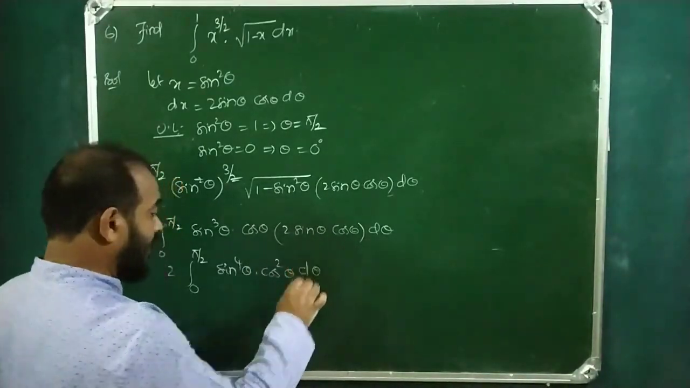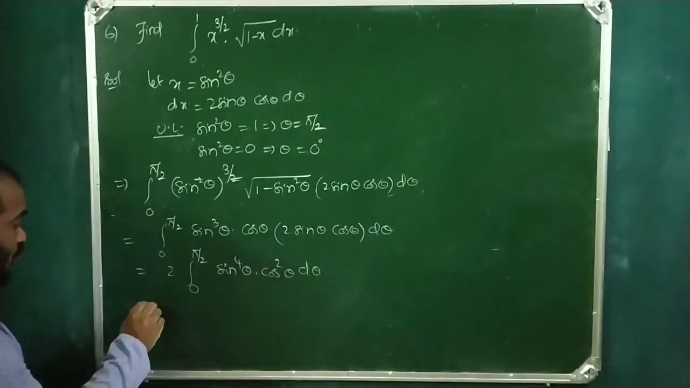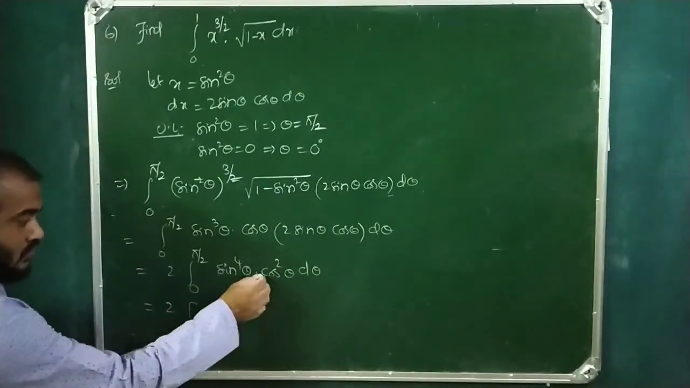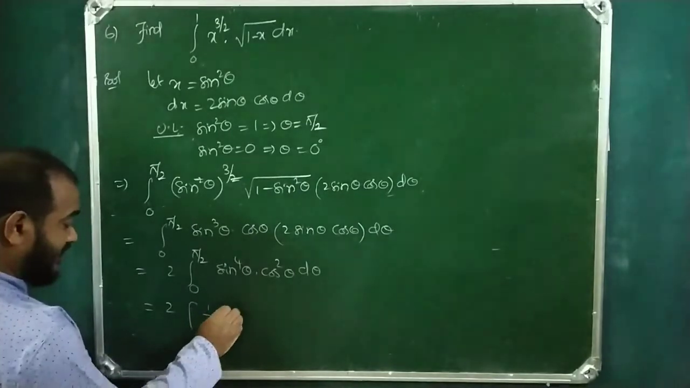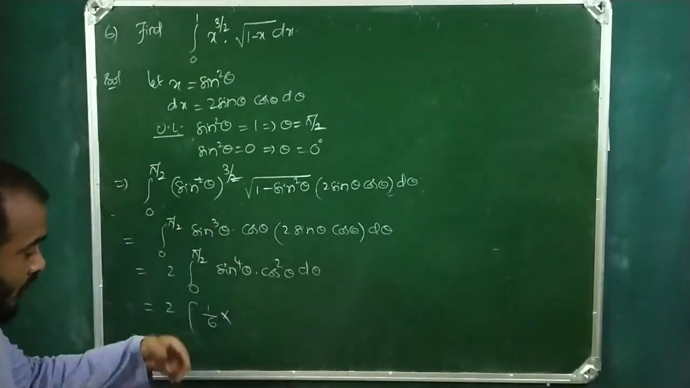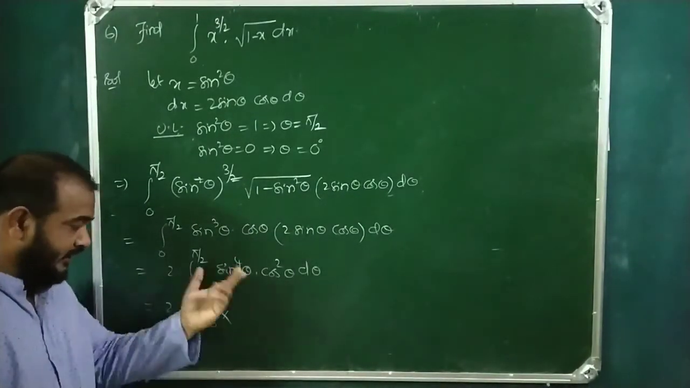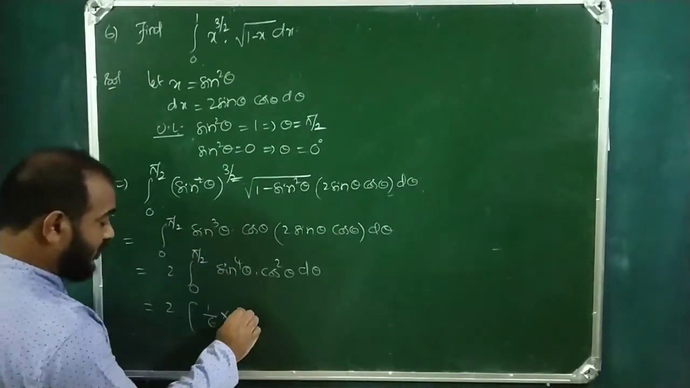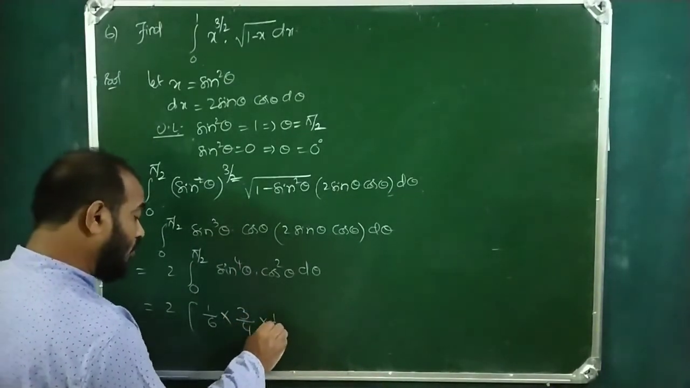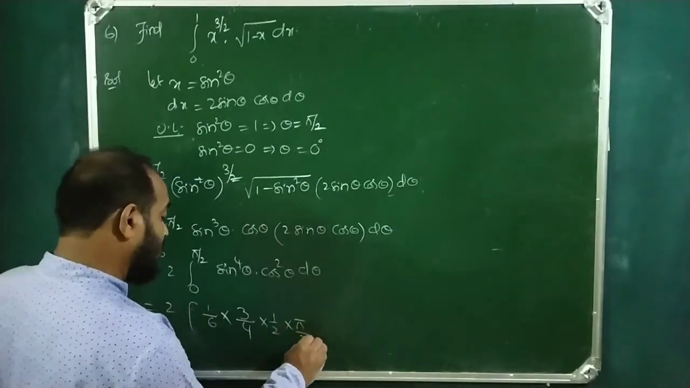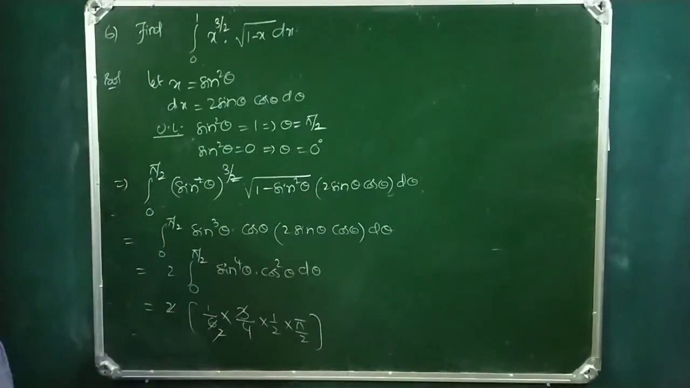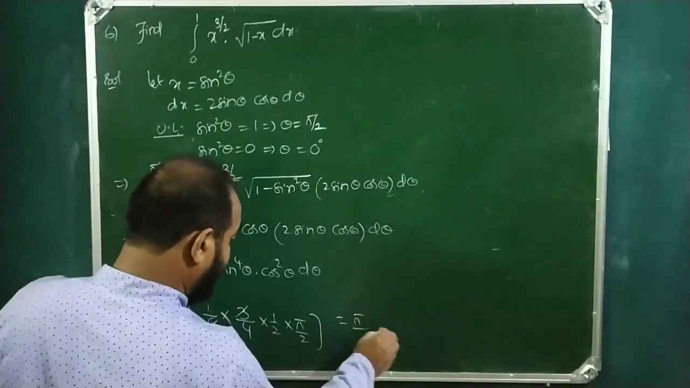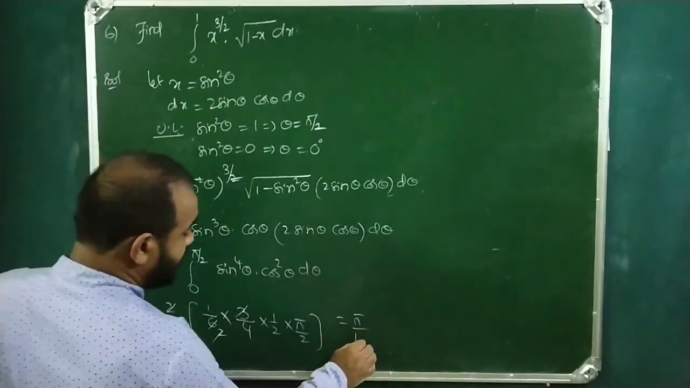So this is the m even, n even case. So 2 into, n minus 1, so 2 minus 1, 1, by 4 plus 2, 6. So the next part is m minus 1, 4 minus 1, 3 by 4, 1 by 2 into pi by 2. So this is equal to, 3 twos are 6, 2 gets cancelled. So pi by 4, twos are 8, 8 twos are 16.